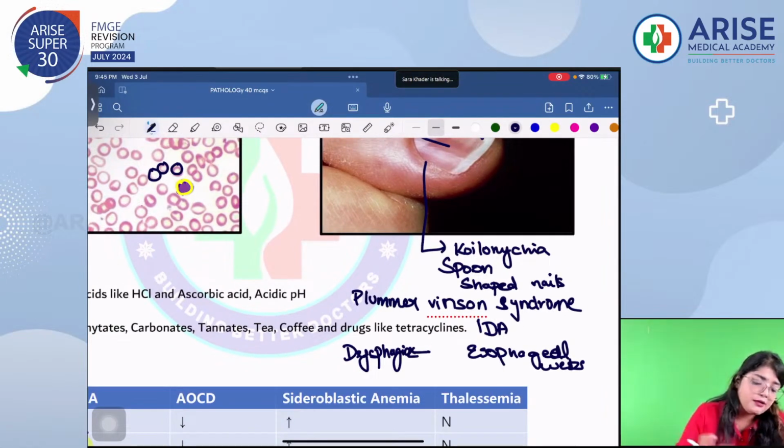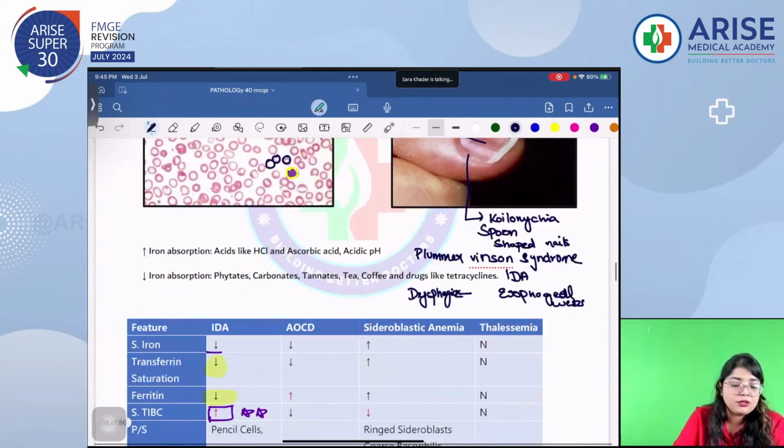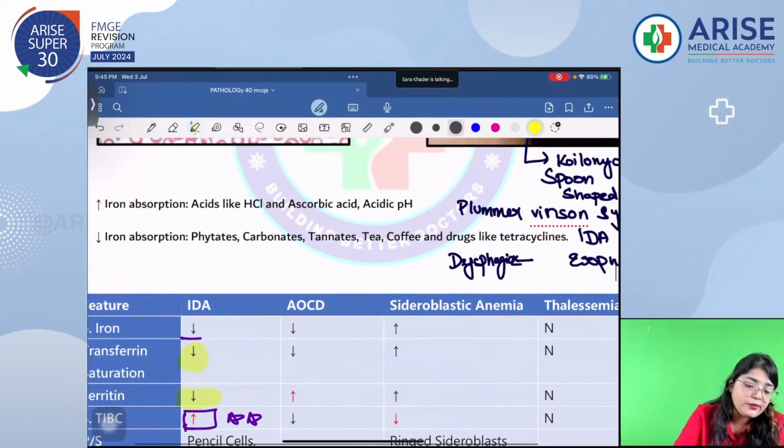Okay, esophageal webs, iron deficiency anemia. Yes, it is also known as Paterson-Kelly-Brown syndrome. Yes, koilonychia. So all these are findings. And this question where there was a decrease in iron absorption, this question was asked in your January 2020 paper.